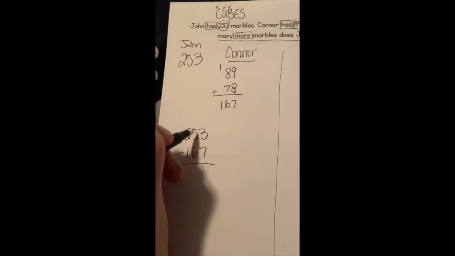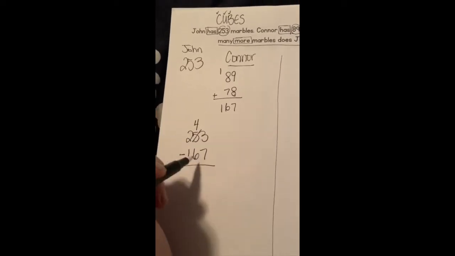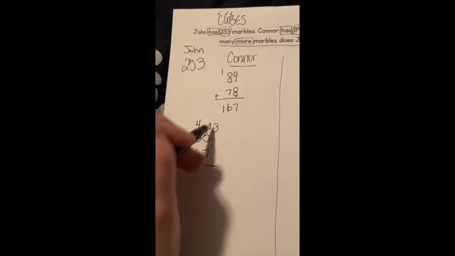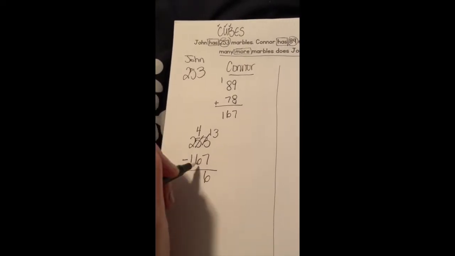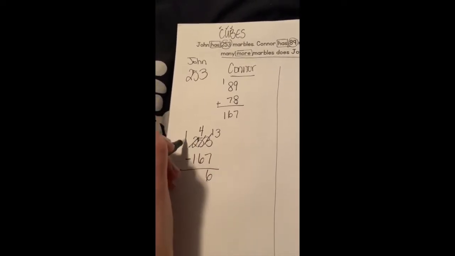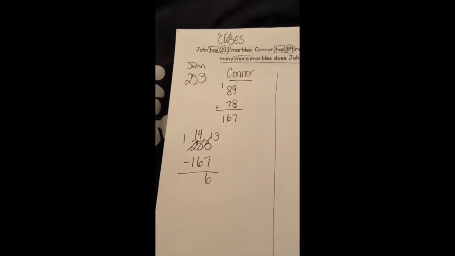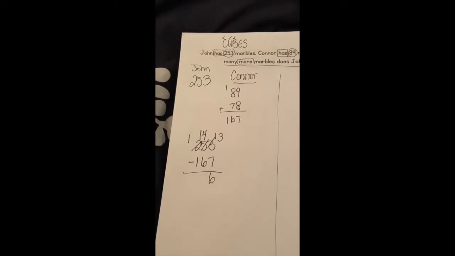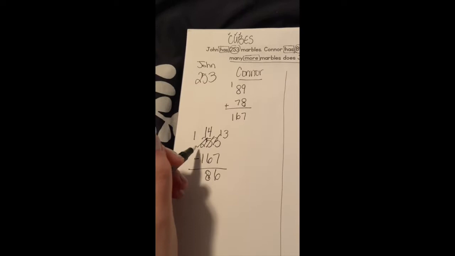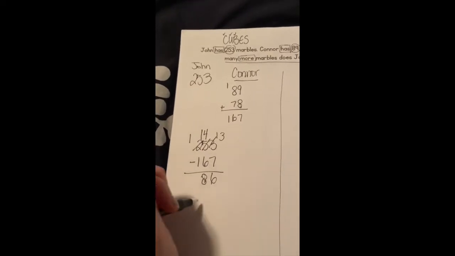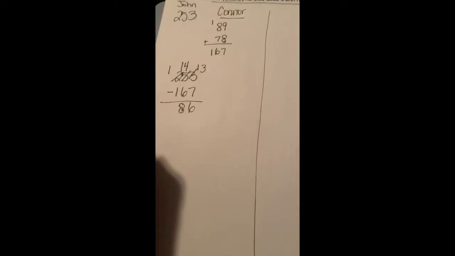I can't do 3 minus 7, so I need to borrow from this, make that a 4. This becomes a 13. 13 minus 7 gives me 6. 4 minus 6, can't do that, so I have to borrow again. That becomes a 1. This becomes a 14. 14 minus 6, 8. And then 1 minus 1, 0. So I know that John has 86 more marbles than Connor.